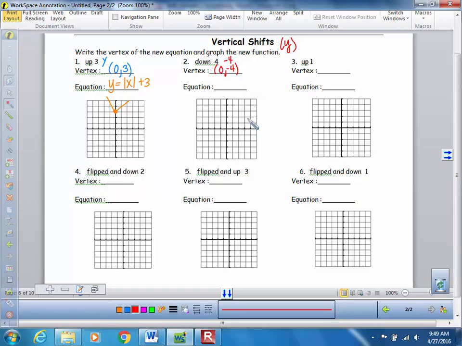Okay. So now, when we write our equation, our x did not change, so we get y equals the absolute value of x, and then it would be minus 4. So when we graph that, we're going to go from the center, we go down 1, 2, 3, 4, put a point. And is it facing up or down? Up. Okay, because this didn't change, it's still positive, so it's going up.